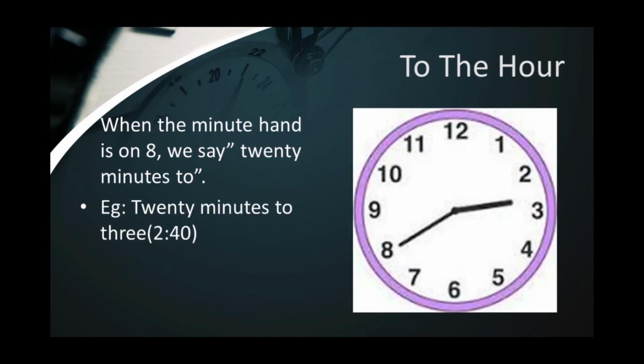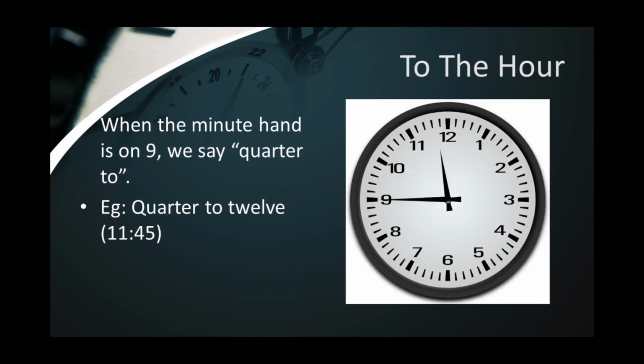When the minute hand is on 8, we say 20 minutes to. For example, 20 minutes to 3. You may also say 2:40. When the minute hand is on 9, we say quarter to. For example, quarter to 12. You can also read this as 11:45.